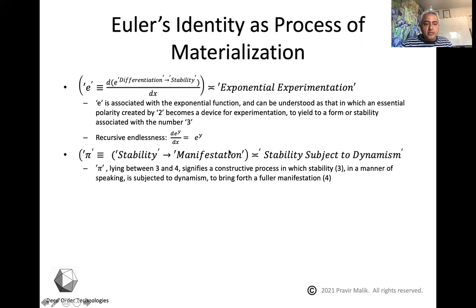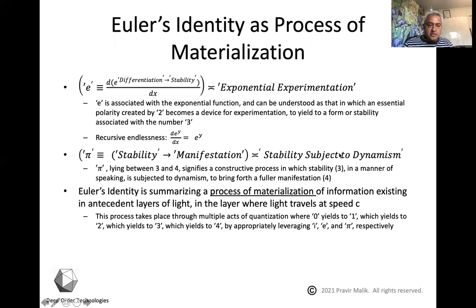Similarly, when we think of pi lying between 3 and 4, it signifies a constructive process in which the stability signified by 3 is subject to dynamism to bring forth a fuller manifestation, 4. So we simply represent that as stability becoming manifestation. And the meaning of it is stability subject to dynamism.